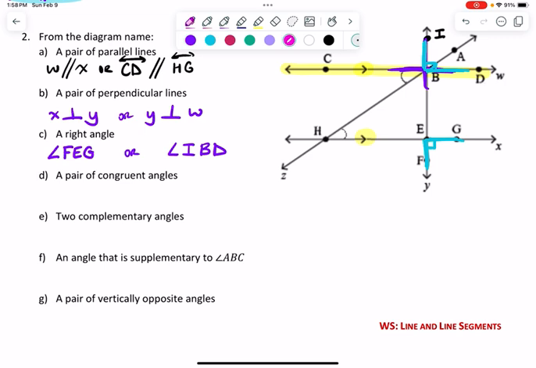A pair of congruent angles. So remember, angles are congruent if I can see those matching curve marks on those angles. And I see 2 angles that have those matching curve marks. So I'm going to name them again with the 3-letter naming. So I have C heading up to B, going to H. So angle CBH. And my second angle here, going from B to H to E. So angle CBH is congruent to angle BHE.